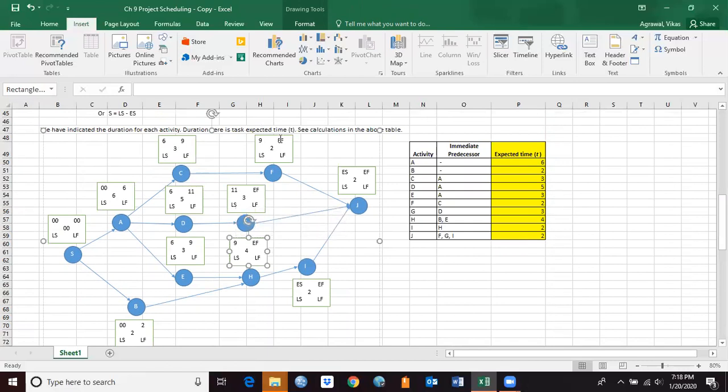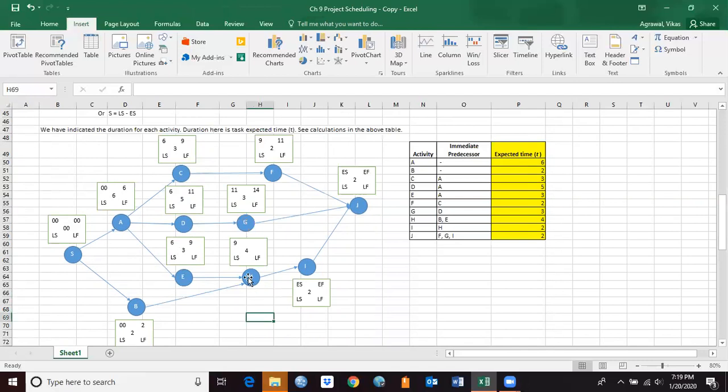Okay, so early finish for F is going to be 9 plus 2, 11, and early finish for activity G is going to be 11 plus 3, 14, and early finish for activity H is going to be 9 plus 4, which is 13 here. Not 13. Okay, let me take my sentence back here.